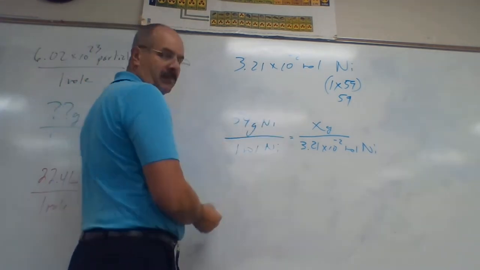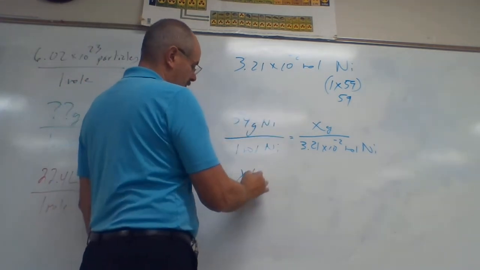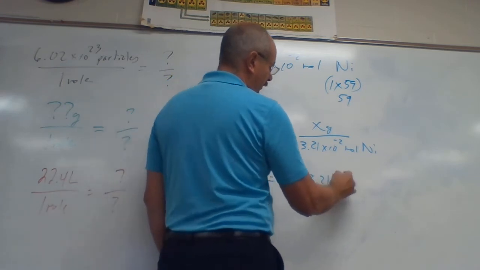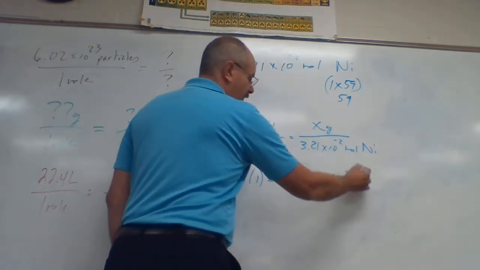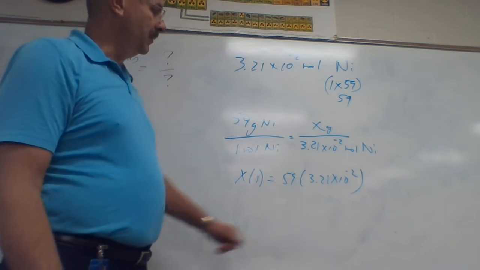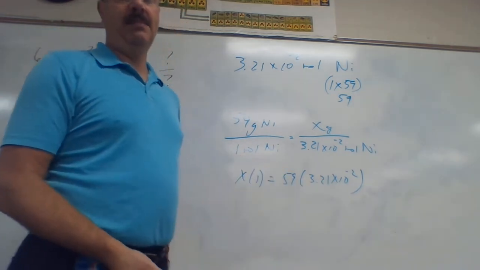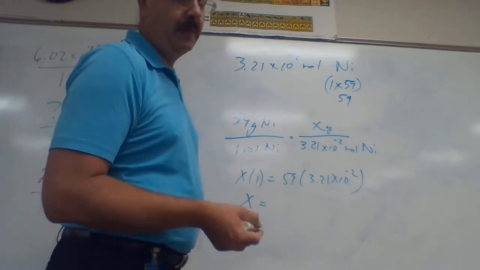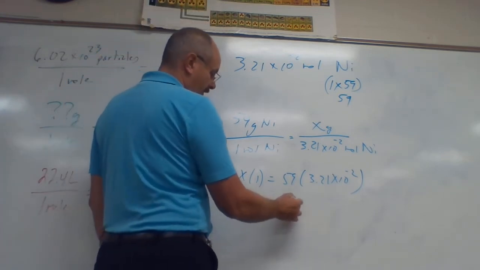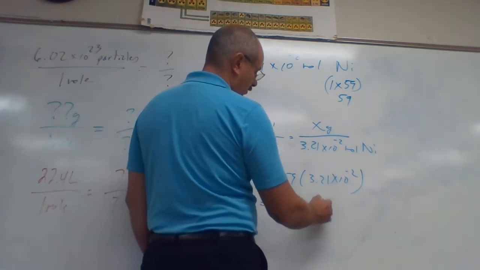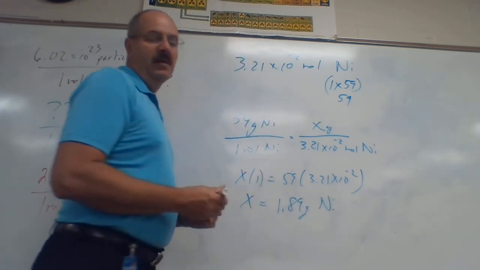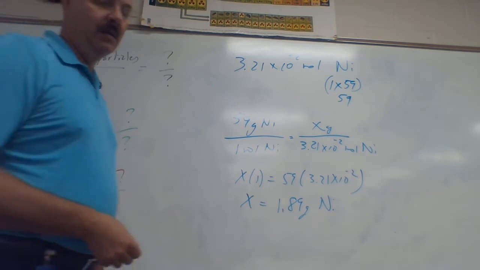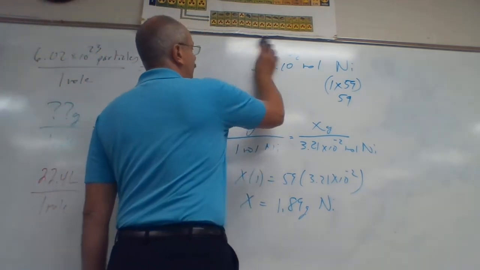Cross multiply, X times 1 equals 59 times 3.21 times 10 to the -2nd. Multiply that guy out. Remember, don't type in times 10. That's type in exponent. All right. So X ends up equaling 1.89 grams. Small number of grams of nickel. There's my answer to that one. That finishes up number 56. All right, now we can go on to number 57.